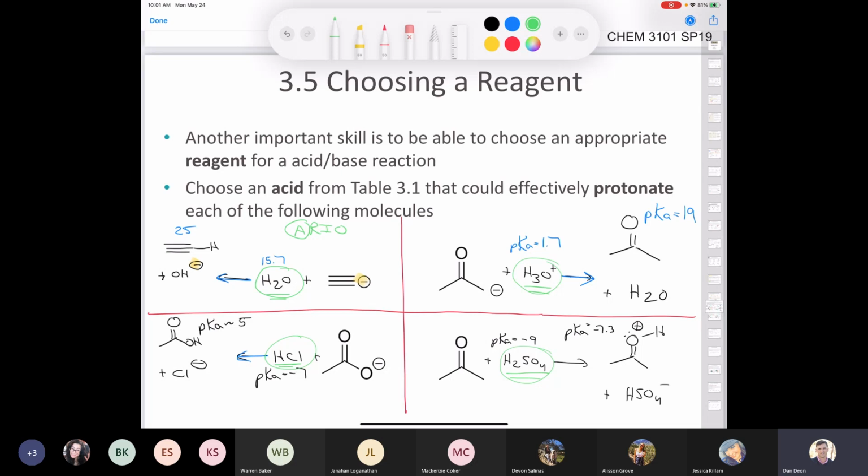So there's that. And I think the second take-home message from this slide is that you've got to have a good knowledge of table 3.1 and of the ARIO concept. In order for you to really master this chapter and to be successful in organic chemistry, you can't just say, well, I'll just memorize the pKa's and I'll forget about ARIO. Or you can't just say, I'll learn ARIO, but I'm not good with numbers or memorizing numbers, so I'll forget the pKa's. You'd have to have a good understanding of both of those.